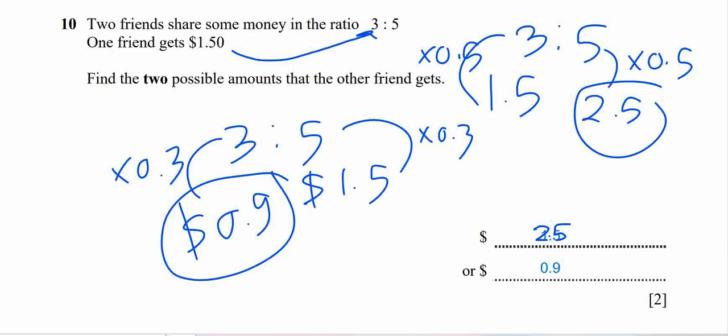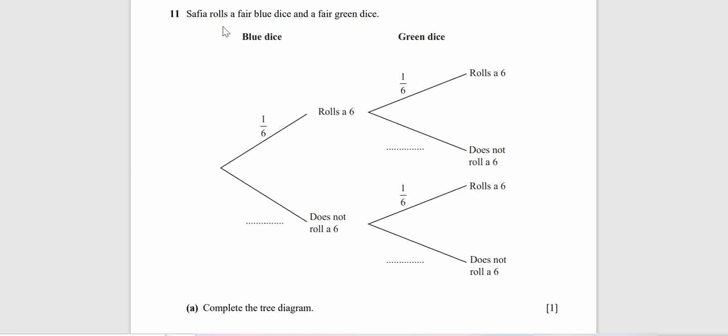Alright, let's move on to the next question. So it's 2.5 and 0.9. Now in question 11, Xavier rolls a fair blue dice and a fair green dice. This is the diagram. Complete the tree diagram 10 seconds from now.